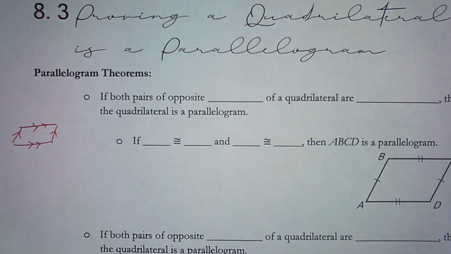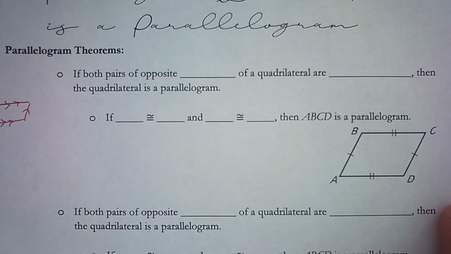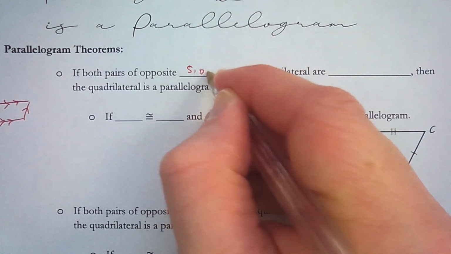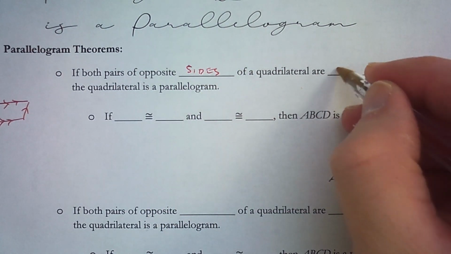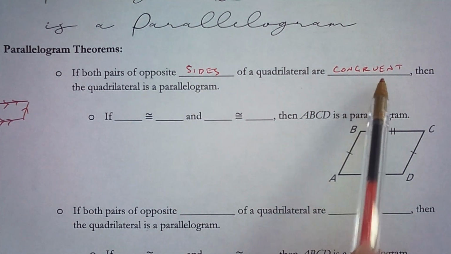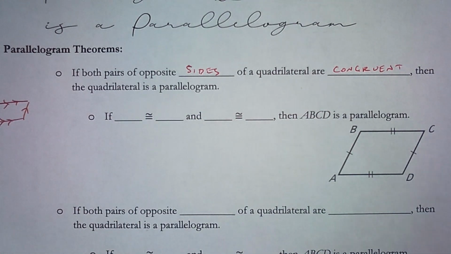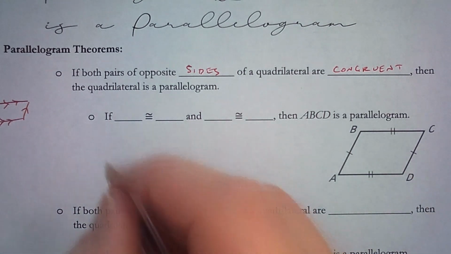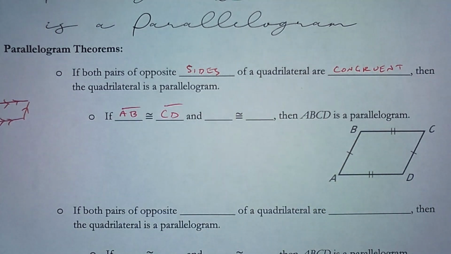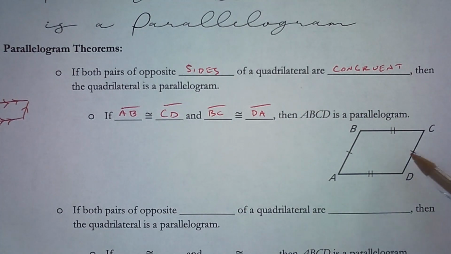But there are four other theorems that we can also use to show that a quadrilateral is a parallelogram. The first one is if both pairs of opposite sides of the quadrilateral are congruent. If both pairs of opposite sides of a quadrilateral are congruent, then the quadrilateral is a parallelogram. So in this quadrilateral here, if segment AB is congruent to segment CD and segment BC is congruent to segment DA, then I know this is a parallelogram. So both pairs of opposite sides are congruent, therefore this is a parallelogram.